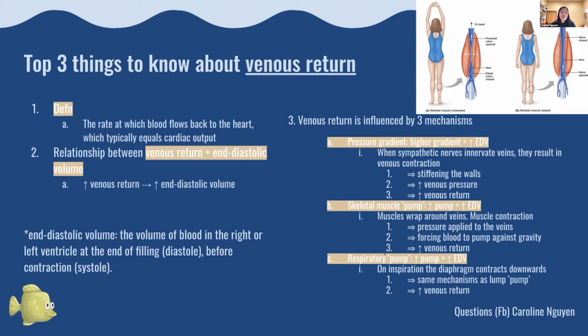The third one is respiratory pump, and it uses the same mechanism, but instead of contracting your calves, this time, every time you breathe in, your diaphragm presses downwards, it contracts, and it uses the same mechanisms as your lung pump, and that should increase venous return. I've got a diagram on the next slide. Oh, I don't. Anyway, it's the same mechanism, so it's all good.